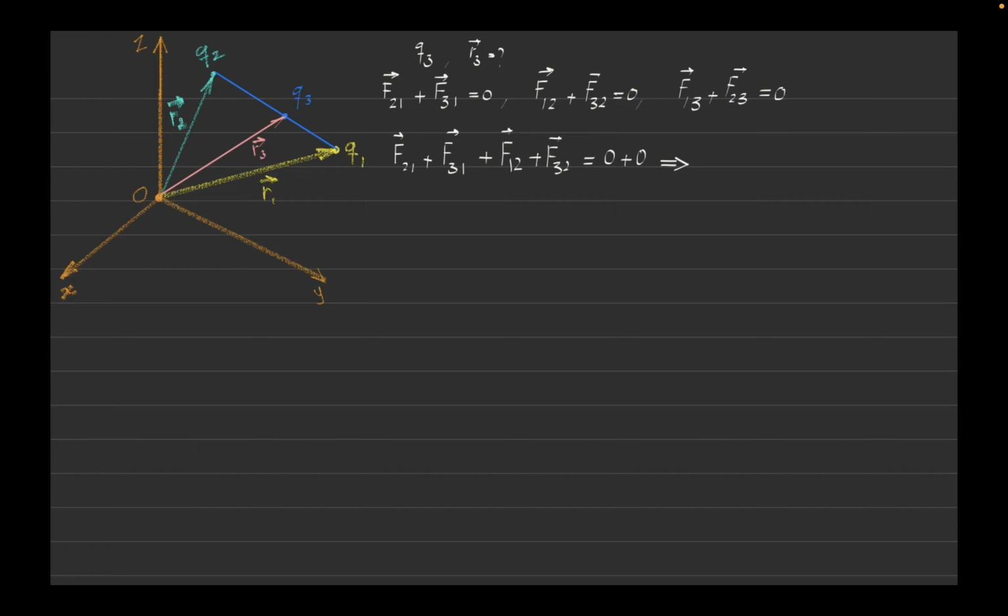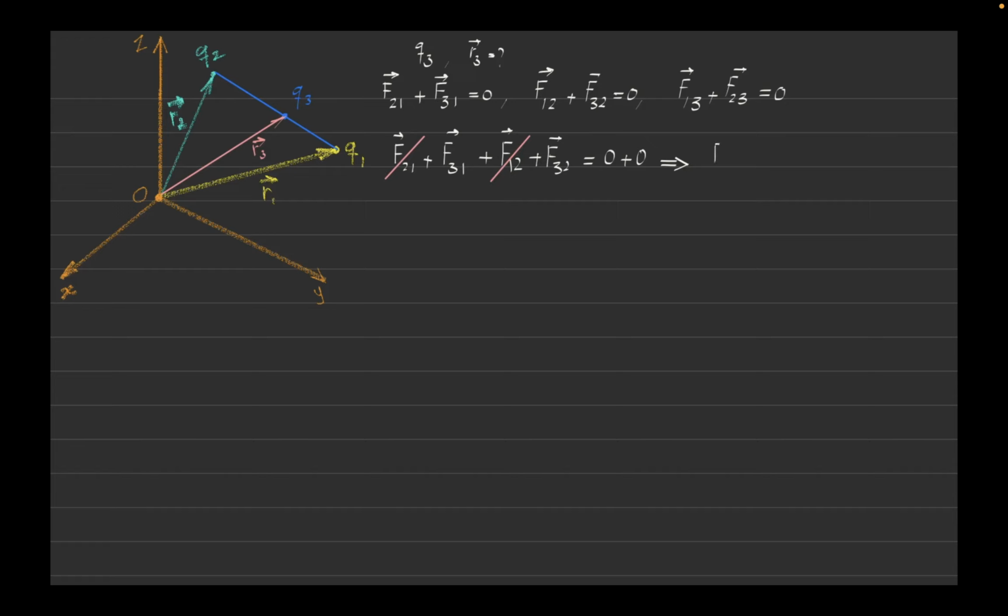But now look, according to Newton's third law, F21 plus F12 will be 0, because F21 is the force that charge 2 exerts on charge 1, and F12 is the force that charge 1 exerts on charge 2. According to Newton's third law, these two forces are equal in magnitude and opposite in direction, so the sum of these two forces will be 0. And then on the right hand side I will also have 0, so on the left I will have these two.